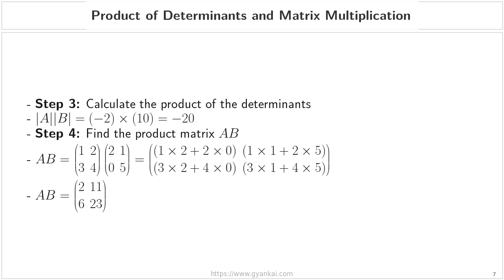After performing these arithmetic operations, we arrive at our resulting product matrix AB, which consists of the elements 2, 11, 6, and 23. Now, in the next slide, we will take this new matrix and calculate its determinant to see if it matches the product we found in step 3.